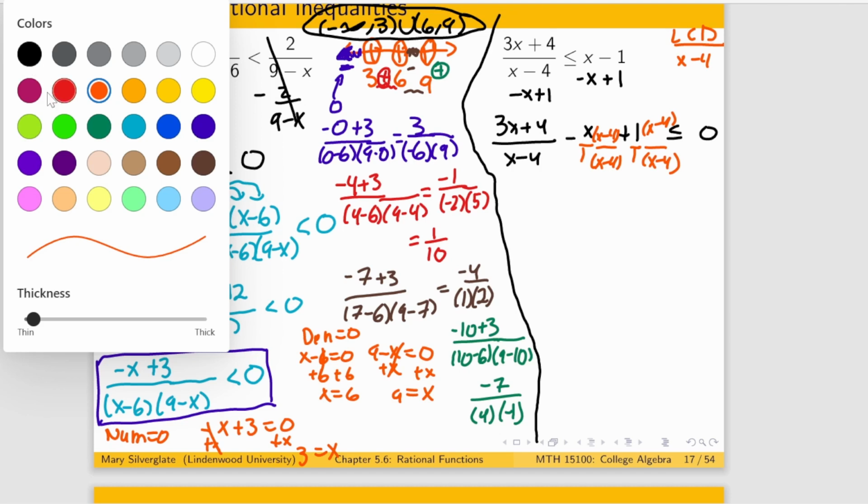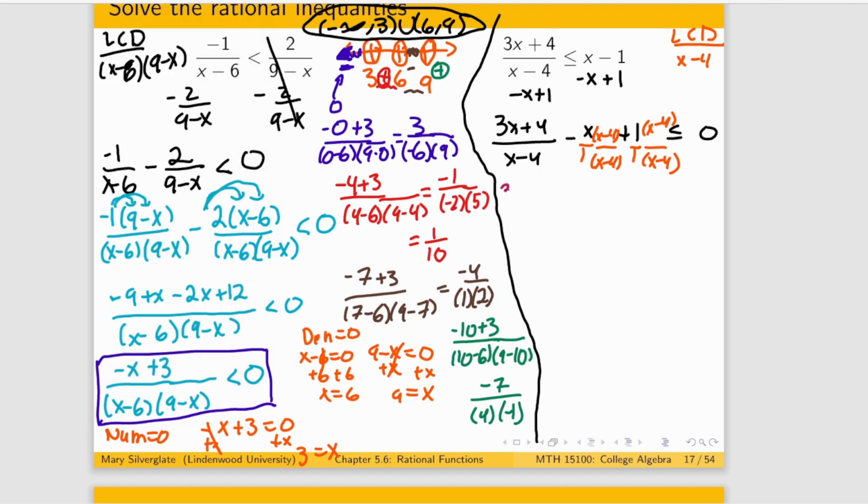So the first term is going to stay the same. That's just 3x plus 4 over x minus 4. The second term, I'm going to do negative x times x. That gets us negative x squared. Negative x times a negative 4 is going to get us positive 4x, all over x minus 4. And for the 1 times x minus 4, that just stays exactly the same.